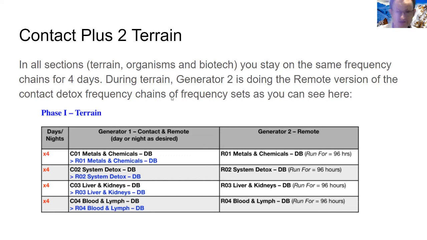Now, one difference that you can already see is it's not run for 2 nights for each section. It's run for 4 nights. It's not run for 3 nights, it's run for 4 nights on contact plus 2. Why? You've got less power, you've got less killing power. You've only got 2 generators. You're not running on plasma. So you have to do it for more nights.